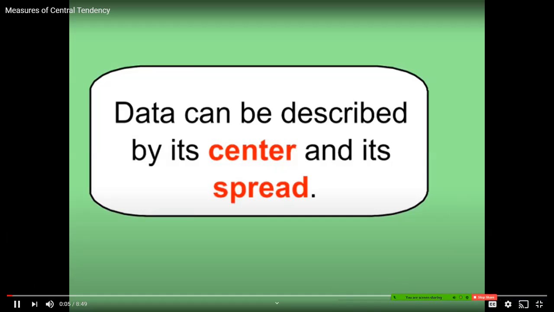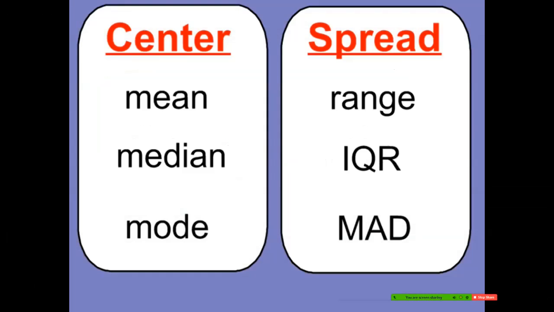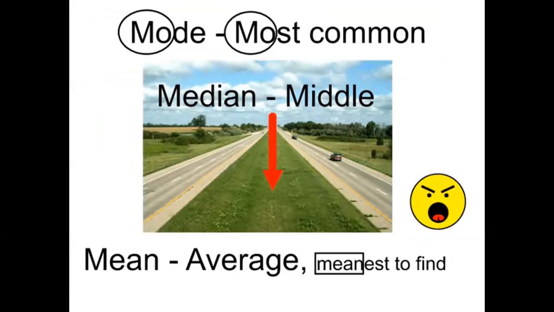Data can be described by its center and its spread. You can use the mean, median, and mode to describe the center of the data, or you can use range, interquartile range, and mean absolute deviation to describe how far the data is spread apart. In this video, we're going to take a look at these 3 measures of center, and we'll look at range. Students will often confuse these 3 words because they look so similar.